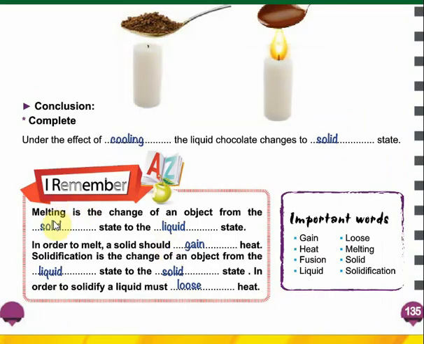Our last lesson is about melting and solidification. You know that melting is the change of an object from the solid to the liquid state, and in order to melt a solid should gain heat.